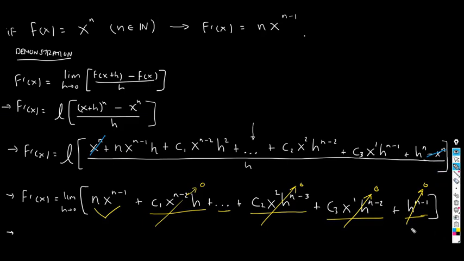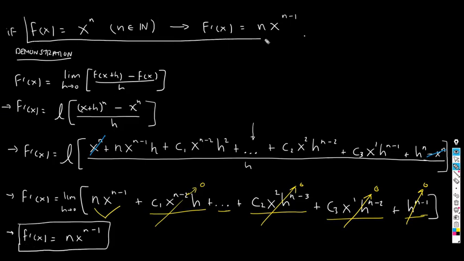And we can conclude, therefore, that f prime of x will be equal to n times x raised to the n minus 1. This is the result that I expected, right? This is what I wanted to prove, as you can see in here. If my function is x to the n, then its derivative is n times x to the n minus 1, as long as n is a natural number or a positive integer. So we have proven the result, guys.